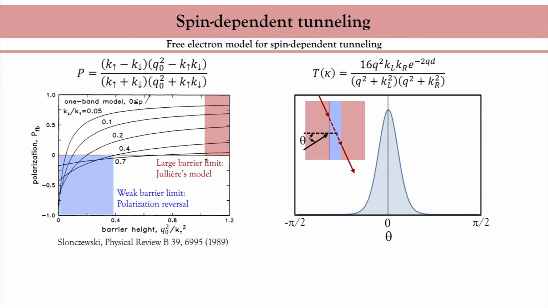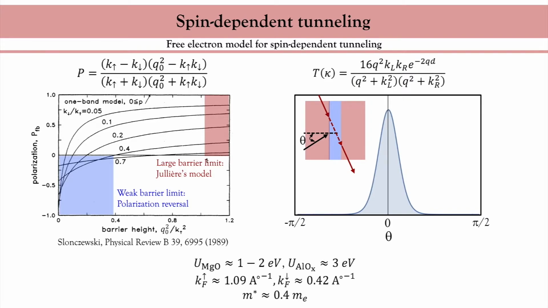To conclude this discussion on the free electron model, let me give you a couple of concrete numbers. The energy height of tunnel barriers typically lies in the range of 1 to 3 electron volt, rather on the low side for MgO and on the high side for aluminum oxide. The wave vectors for up and down electrons in the case of iron, for instance, are 1.09 and 0.42 angstrom^-1, and the effective mass of the electron inside the barrier is typically around 0.4 electron mass.